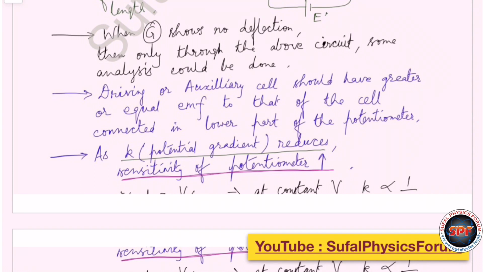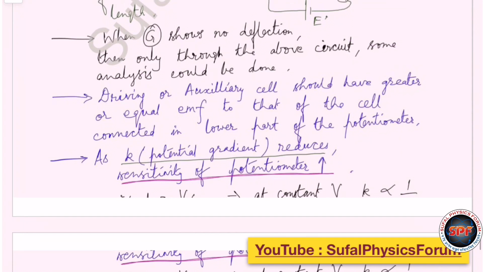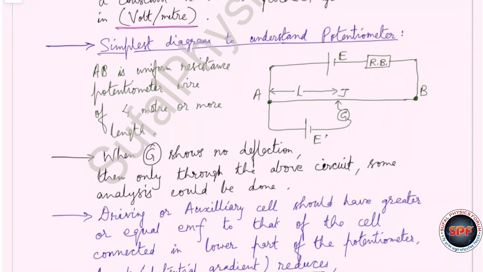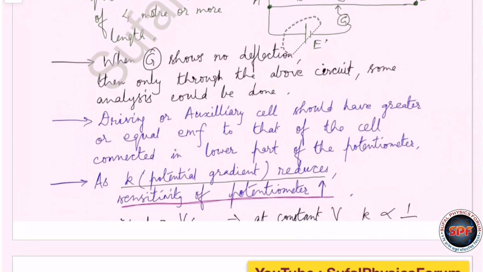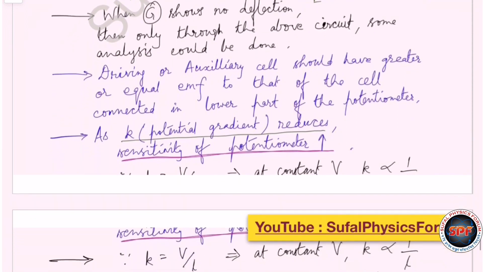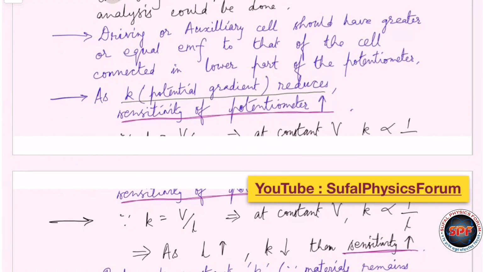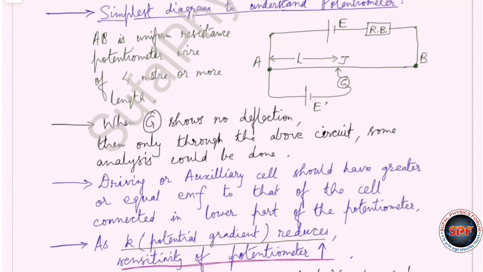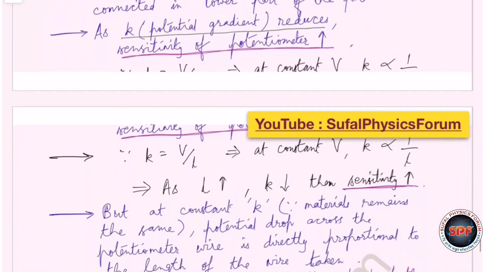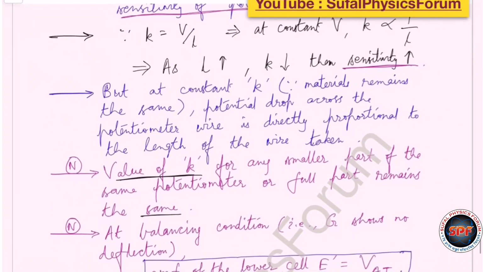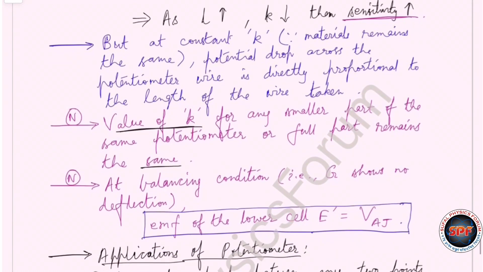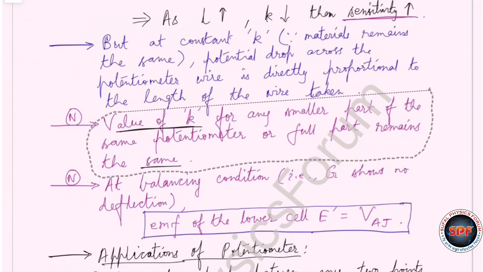Another very important point, the driving cell or auxiliary cell. This is the driving cell. This EMF should always be greater than this lower cell, greater than or equal. K should remain always the same and constant for any given potentiometer. Now we can go further. Here I have mentioned the value of K for any smaller part of the same potentiometer or the full part remains the same.